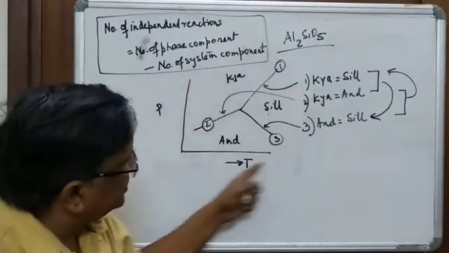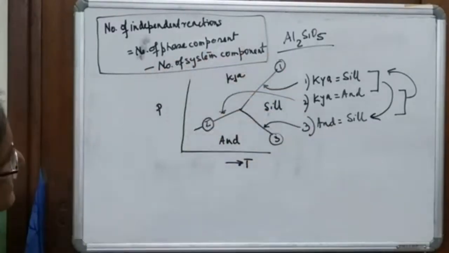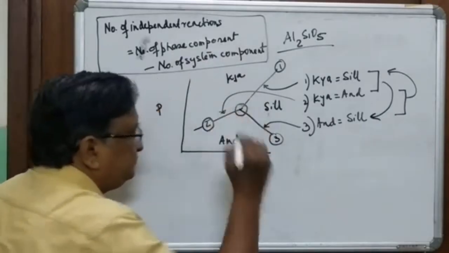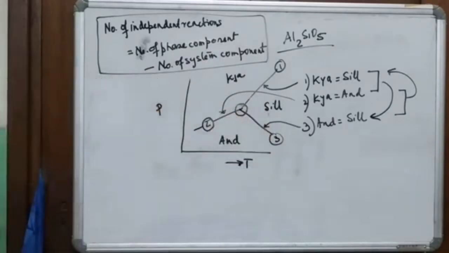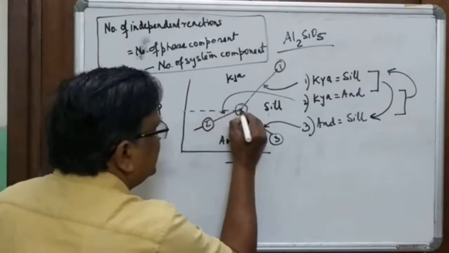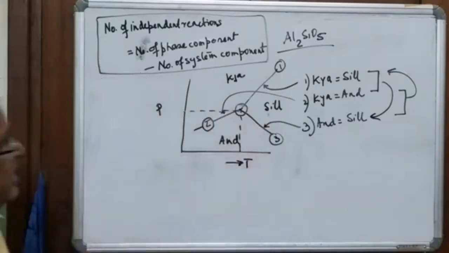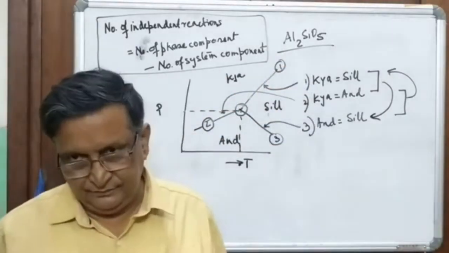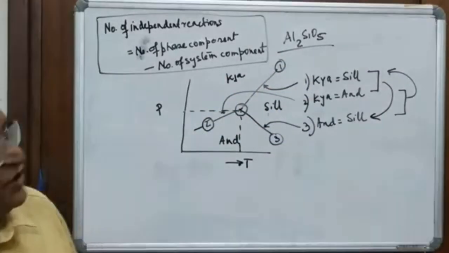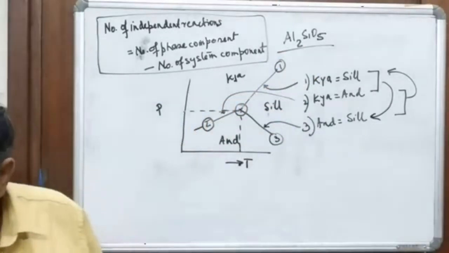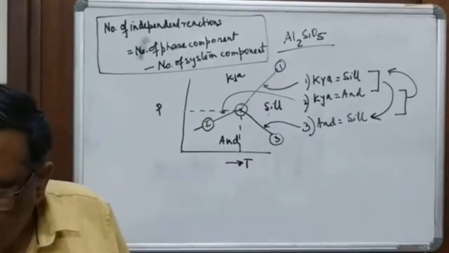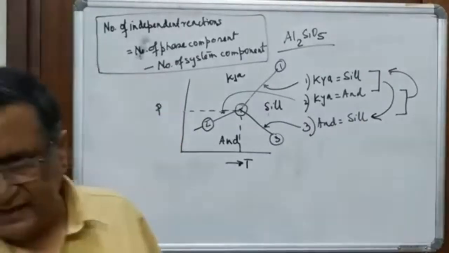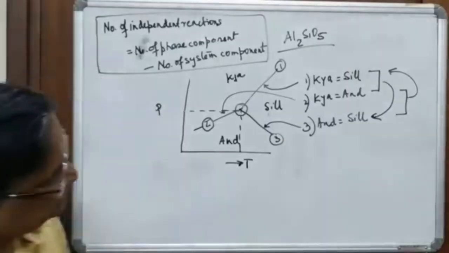Now in this case, let's say you are here. This, as you know, is called the invariant point. If your chemical system is Al2SiO5, it is not an invariant system if the chemical system deviates from the ideal formula of Al2SiO5. It can be univariant, it can be bivariant. We have discussed this before.